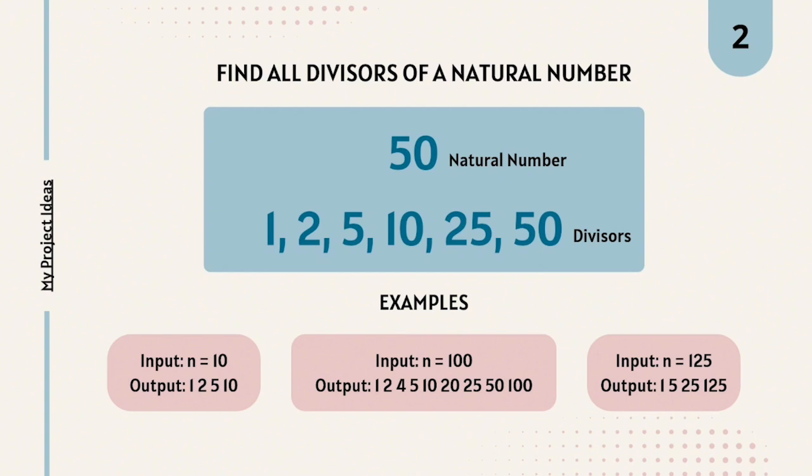Certain examples are there, like for n equal to 10, the output we get is 1, 2, 5 and 10. For 100, we get 1, 2, 4, 5, 10, 20, 25, 50 and 100. For 125, we get 1, 5, 25 and 125. Simple guys, no brainer.